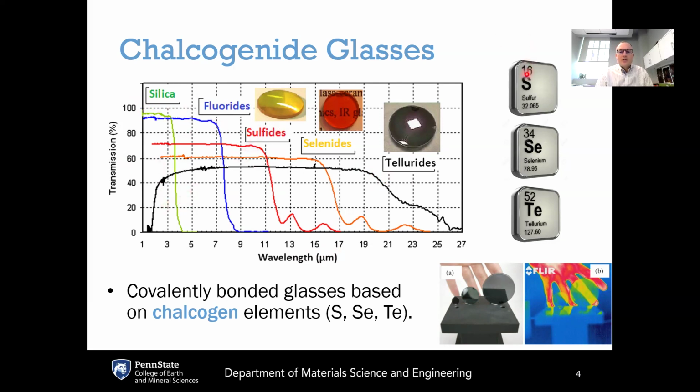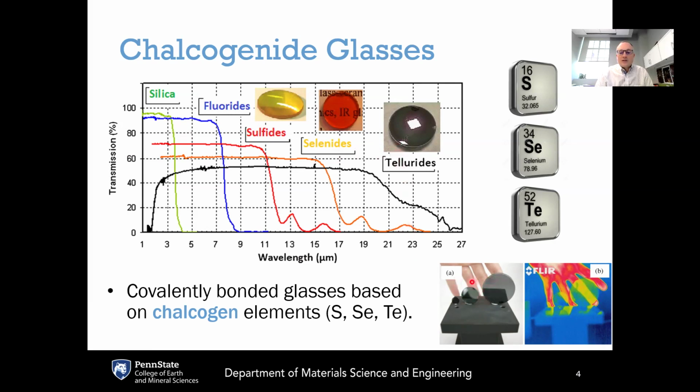As you go down the periodic table from oxygen to sulfur, with sulfide glasses, this pushes the low loss transmission window out to around 10 microns or a little bit longer. And if you go from sulfides to selenides, you're making the atoms even larger, which means that they're going to vibrate at lower frequencies. And this pushes the low loss transmission window out to about 15 microns. And if you go to tellurides, you can push it out to about 20 microns or so. And so the larger the atoms that you use, then the further you push out the infrared absorption edge.